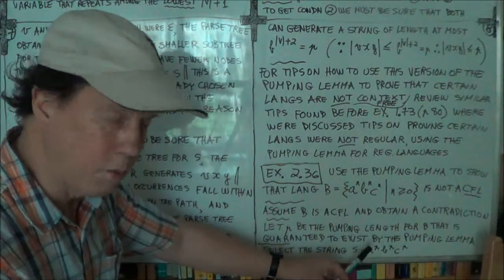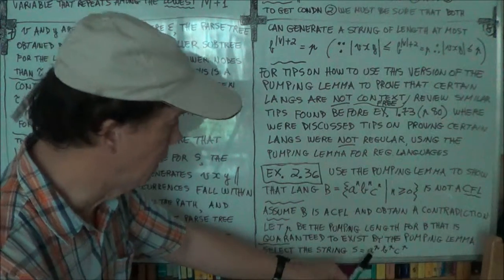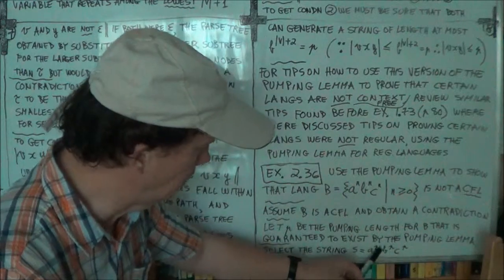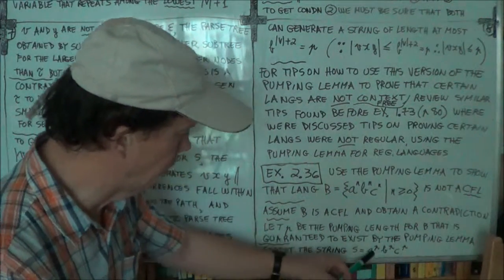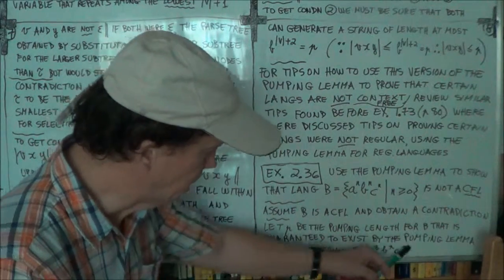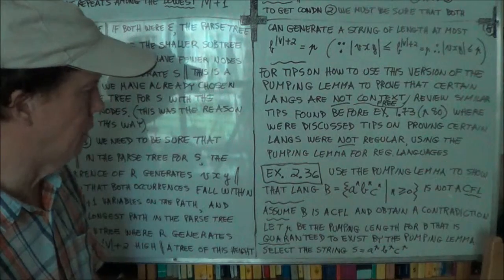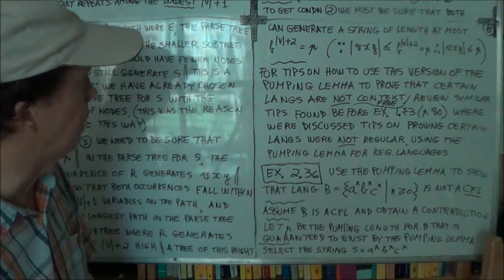Doing this kind of thing is just what we did earlier, the 5 examples we did with regular languages. So we'll choose a particular string, a to the P, b to the P, c to the P, where P is the pumping length, and we will prove that when this is pumped, it does not belong to this language. Right? So I will end there.